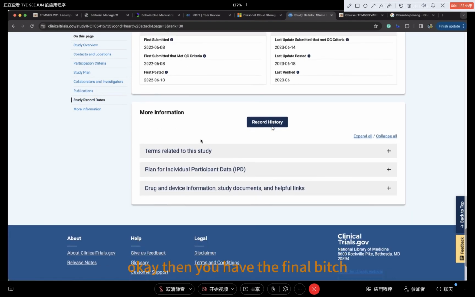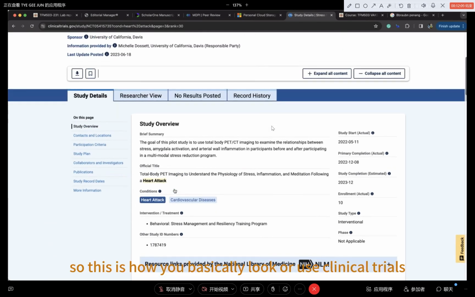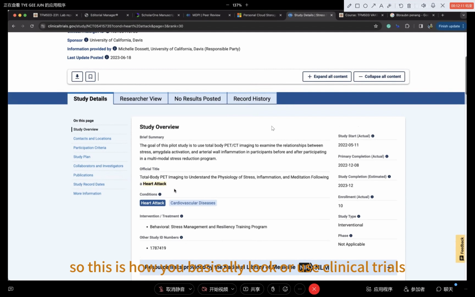Okay. Then you have the final bits, which is all the record history, the information on the plan of the participants' data, and the names of the drugs and everything. Okay. So this is how you basically look at or use clinicaltrials.gov.